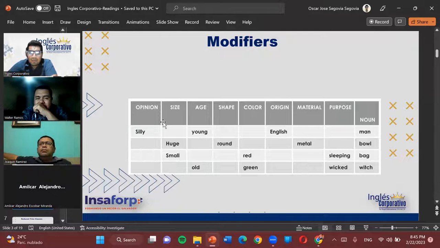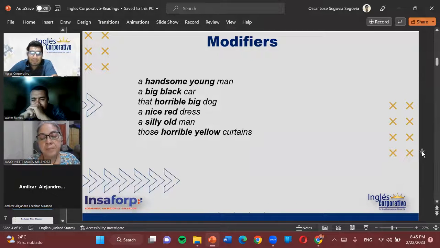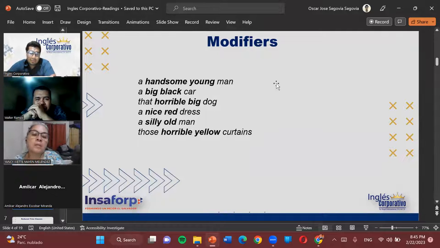No. Okay. So now, in Spanish, when you describe something, you need to put a comma. But in English, no. So weird, but there's no need to add commas. For example, here we have some examples. You see, handsome young men. So there's no commas here.